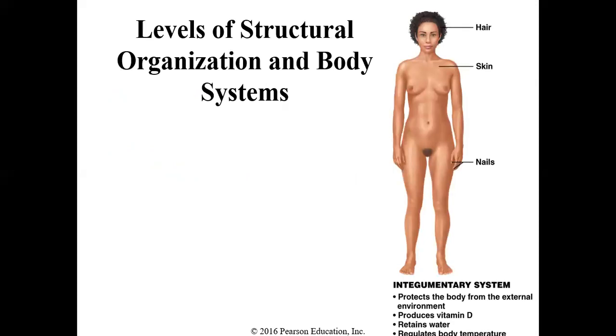Then we'll very briefly go over this next set of slides. This begins with figure 1.5. They basically cover the 11 organ systems of the human body. You don't need to know every single thing about these. This is just kind of giving you an introduction to the 11 systems.